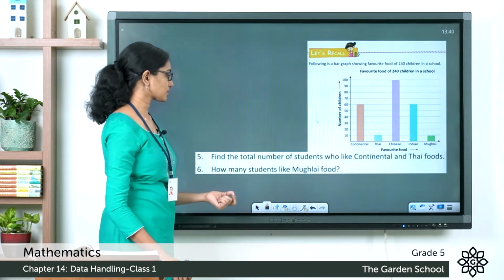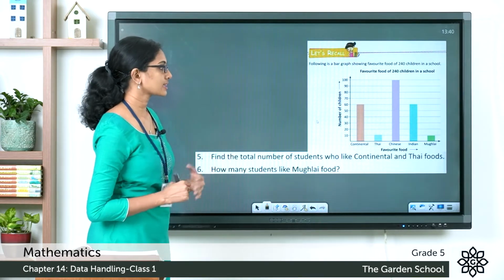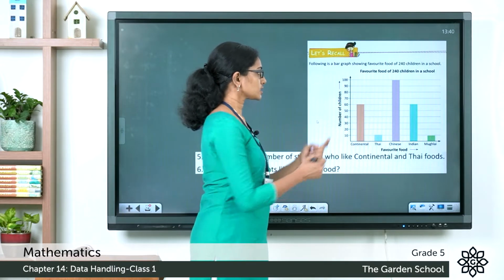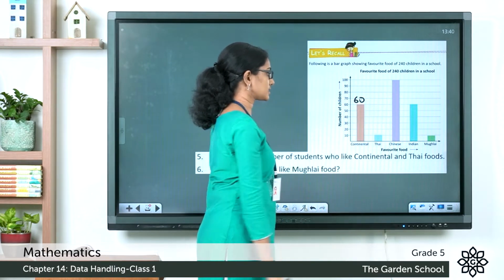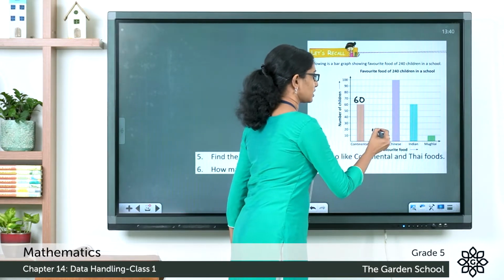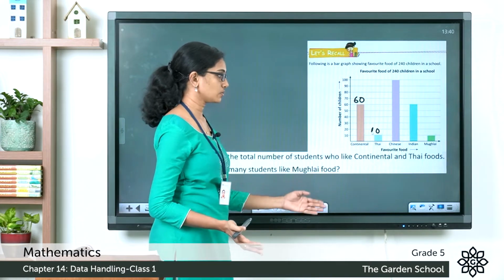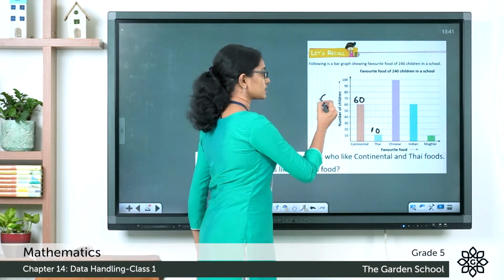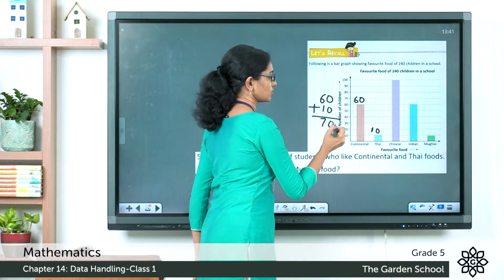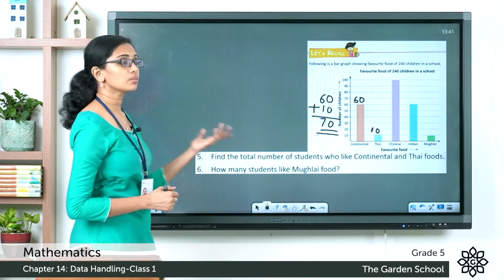Now let's move on to the next question. Find the total number of students who like continental and Thai foods. So let's find out how many students like continental food. It is equal to a number of 60. Now the number of students who like Thai food is equal to 10. So what is the total? The total number of students who like continental and Thai foods is equal to 60 plus 10, which is equal to 70.